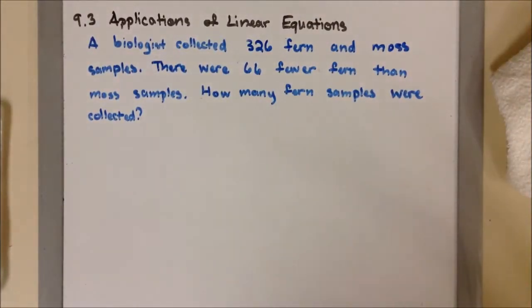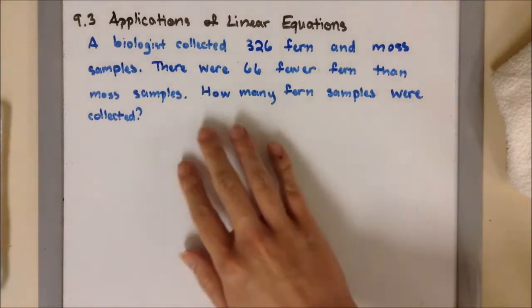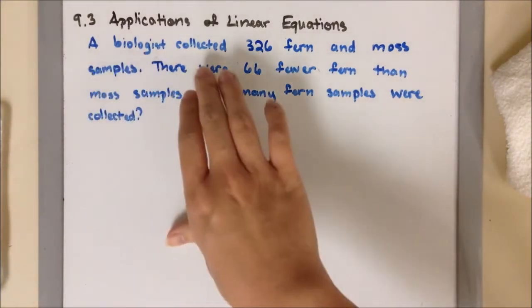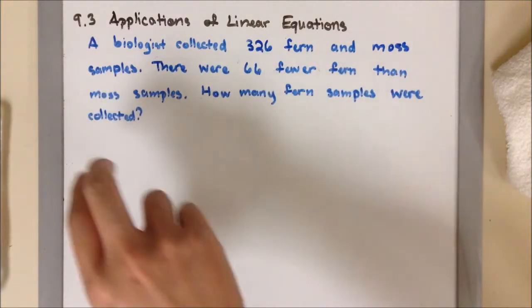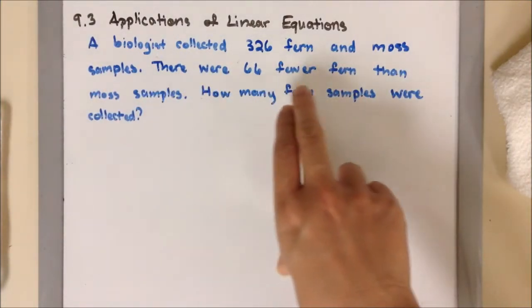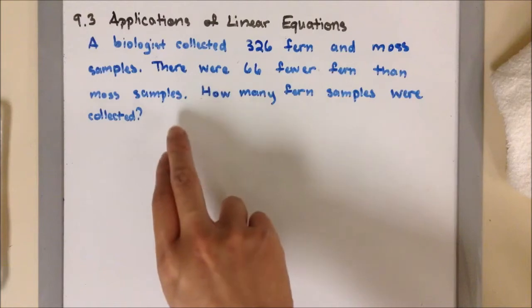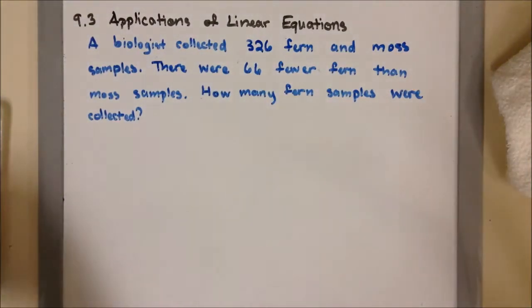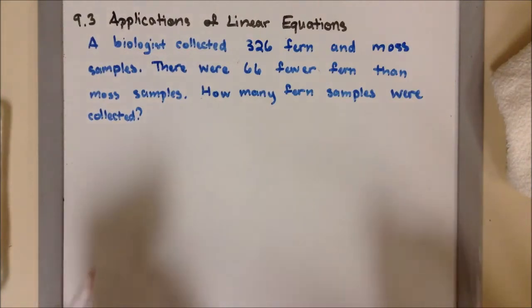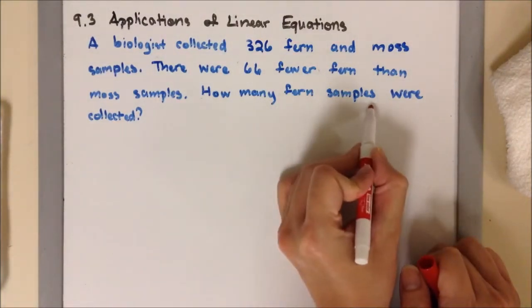So in this next word problem, it stated a biologist collected 326 fern and moss samples. There were 66 fewer fern than moss samples. How many fern samples were collected? Okay, and the question is just asking for fern samples.